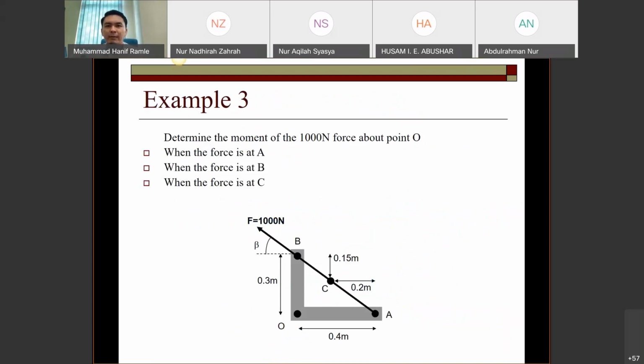So I think I should give this to you to solve now. Can you do it now? I give you 5 minutes to solve this problem. Example 3. You have to determine only the moments about point O.